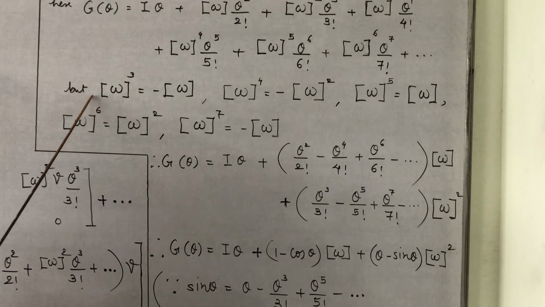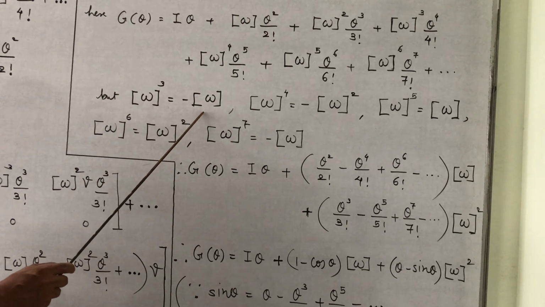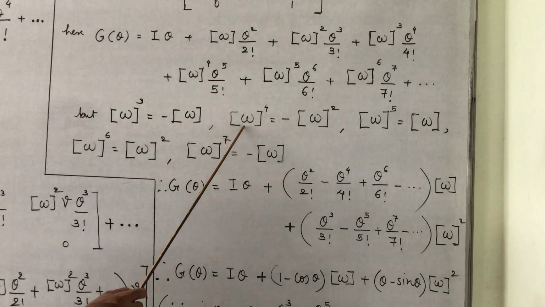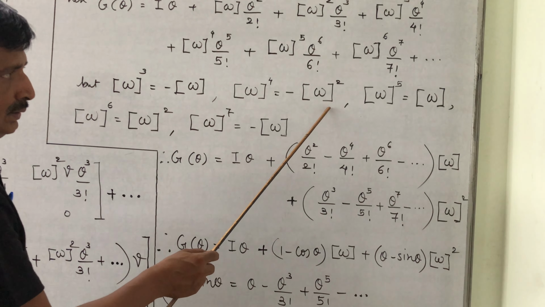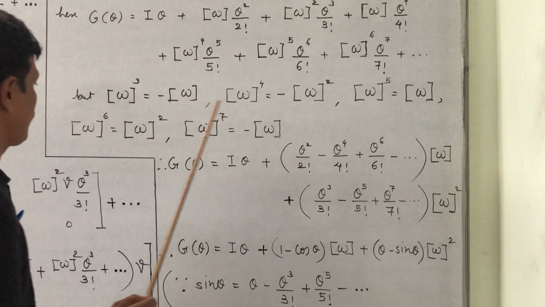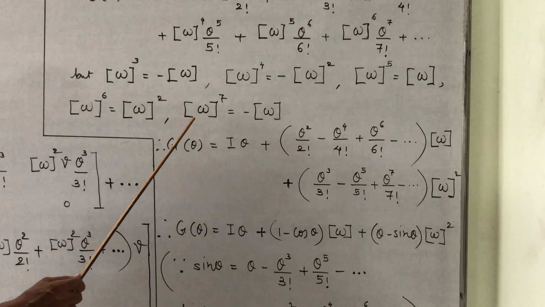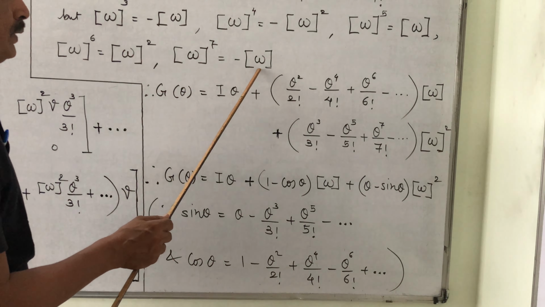But we know that omega cube is minus omega. Omega raised to 4 is minus omega square. Omega raised to 5 is omega. Omega raised to 6 is omega square. Omega raised to 7 is minus omega.